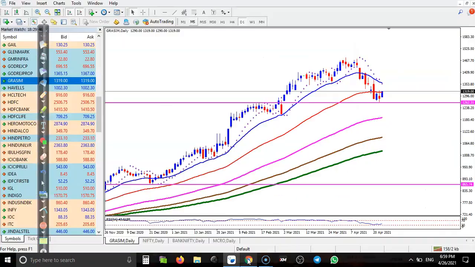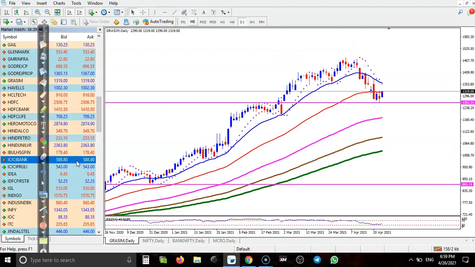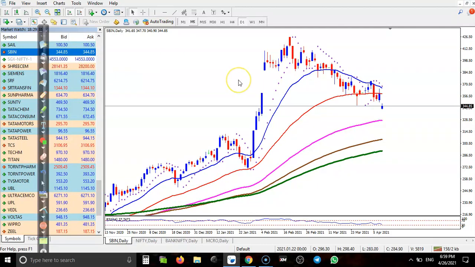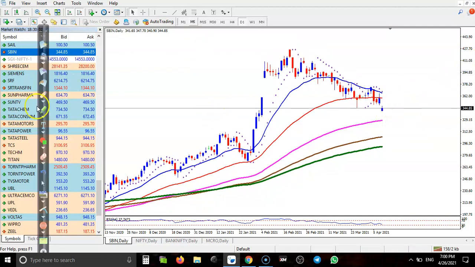HDFC Life, let's see SBI, and last one SBI. Okay, SBI just opened a gap down, and after that we have seen some bull confirmation, but I'm not interested to take any position here until price breaks this level, this diagonal line. All right, somewhere here once price breaks this diagonal trend line, so I'm looking for buy here.